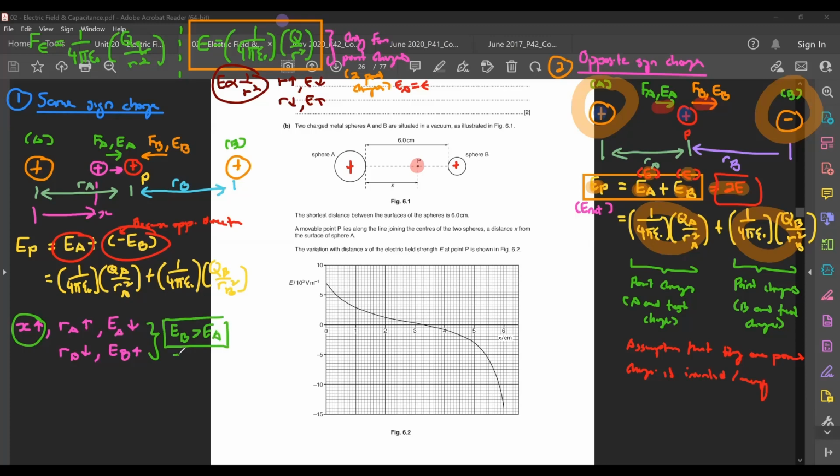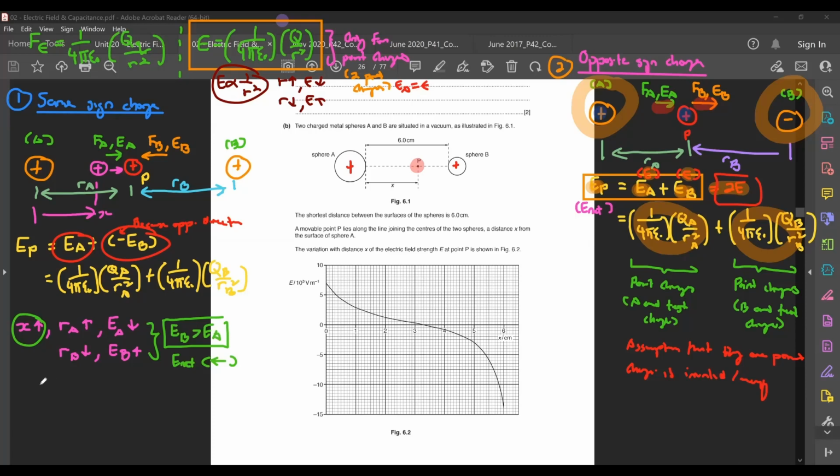Okay, your ENet is going to be towards the left. Because you see, EA is towards the right, EB is towards the left, right? So if you go further and further away towards the right, your EB is becoming larger and larger, your EA is becoming smaller and smaller. So obviously your EB will be larger than your EA. Your net electric field strength will be towards the left itself, following the direction of field strength due to B. Okay, so just bear that in mind.